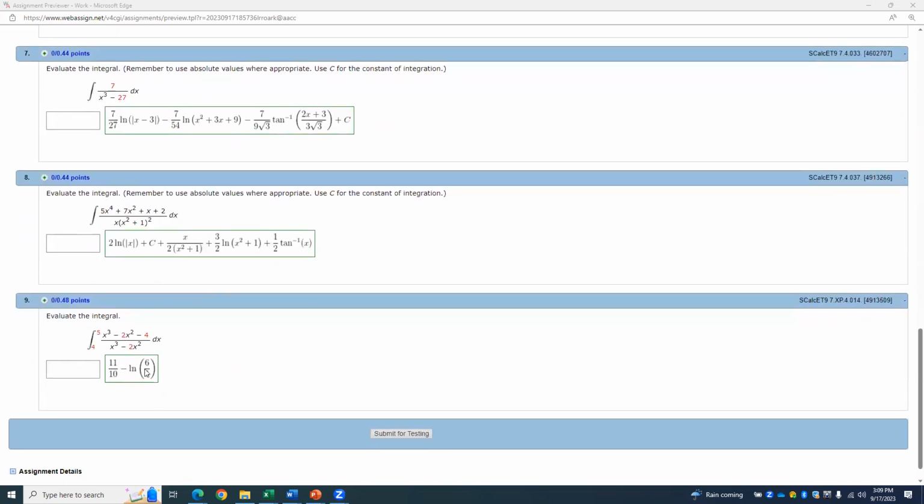And 9 has the same degree. So 9 is another one where we will want to first check to use long division to be able to rewrite it. And then we can go from there.